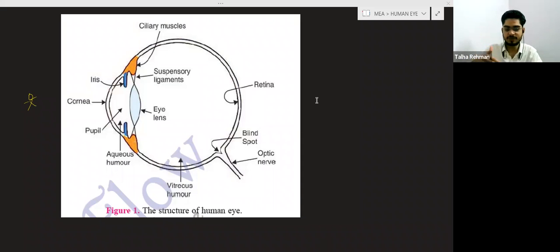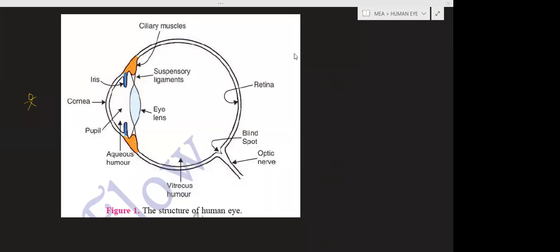One by one, after this, we will write what is the cornea, what is the function of the cornea, what is the iris, what is the pupil, what is aqueous humor, what is the eye lens, retina, blind spot. I have not told you about the blind spot yet. Okay, I will tell you later. All of you just draw this diagram.